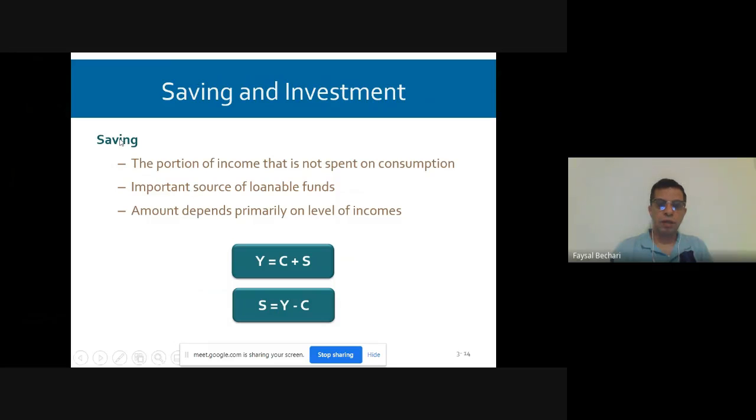And saving and investment. The portion of income that is not spent on consumption is saving. It's an important source of loanable funds, because you save, then you put it there to loan it out for investment. And the amount depends primarily on the level of income. The higher the level of income, the lower the spending and the higher the saving. So the total income comes from consumption plus saving.